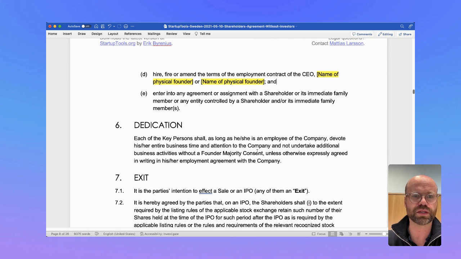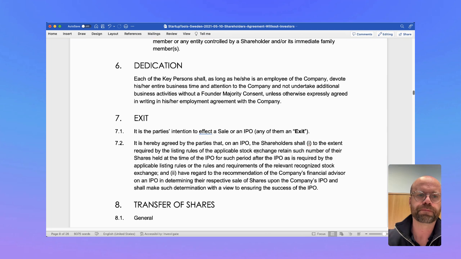There's a section 6 on dedication here, where it says that the key persons should devote their full time to the company. A very common thing to have in shareholder agreements in general. If you're a founder, if you're a key person, then you're supposed to work full time here, and we agree on that here, and everyone signs it.